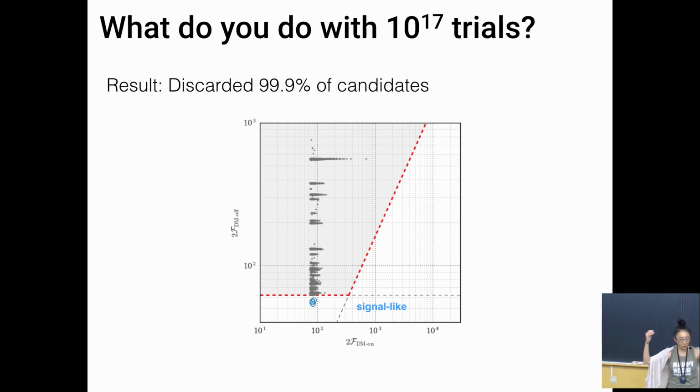So these are the games you play when you are a CW data scientist, and this is just an overview of the methods that one type of CW search does.